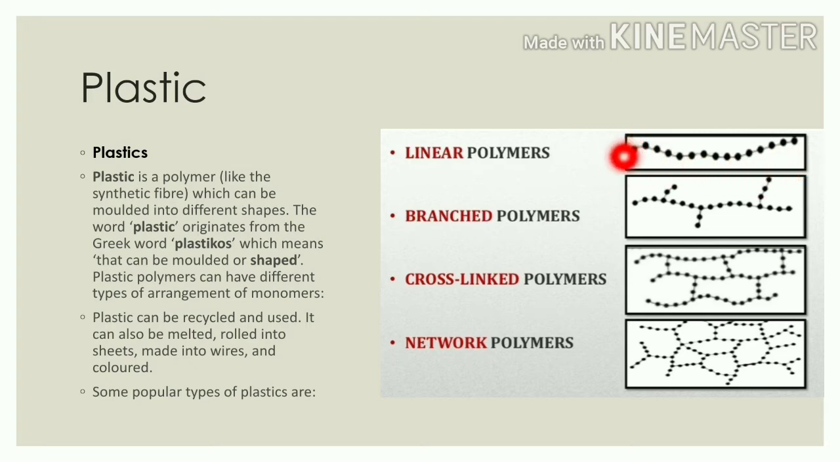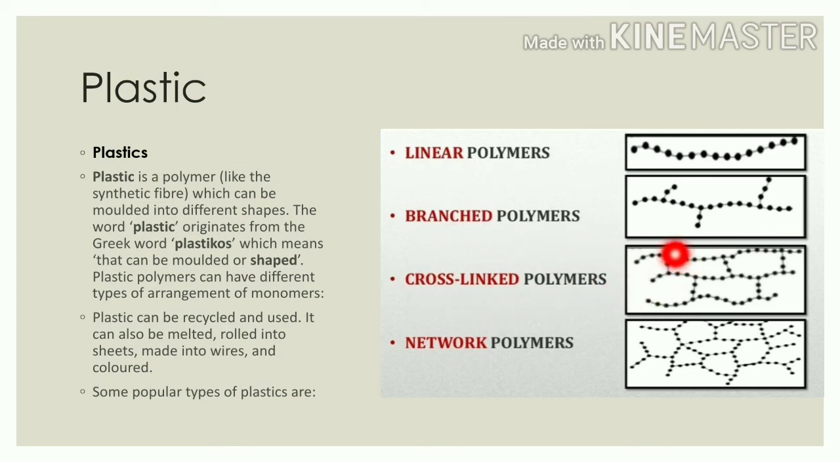Okay, so this, can you see the small black dots? These are actually the monomers. So when they bind together, then they form a polymer, right? So this is a linear polymer. Next one is branched polymer. Look, this looks like a branching, right?